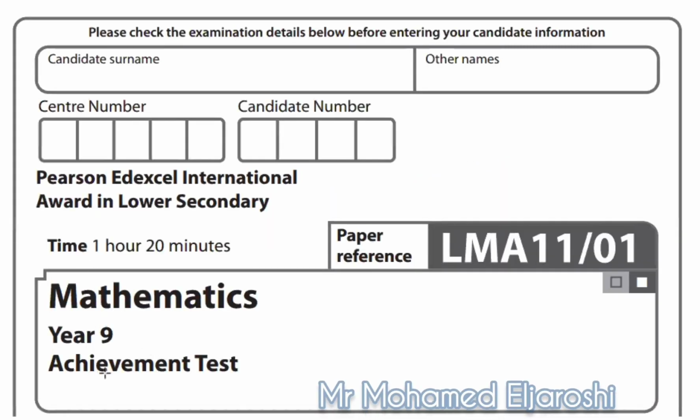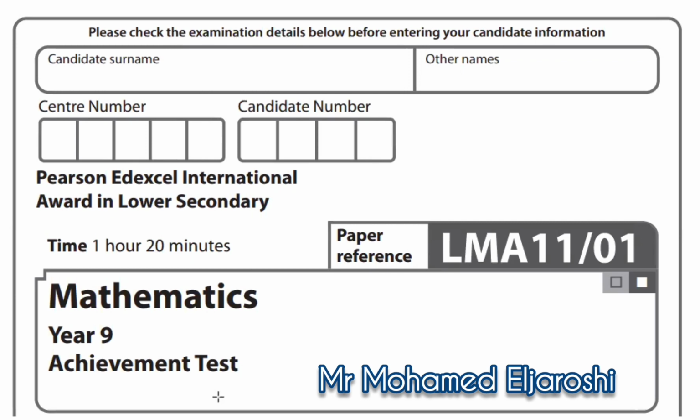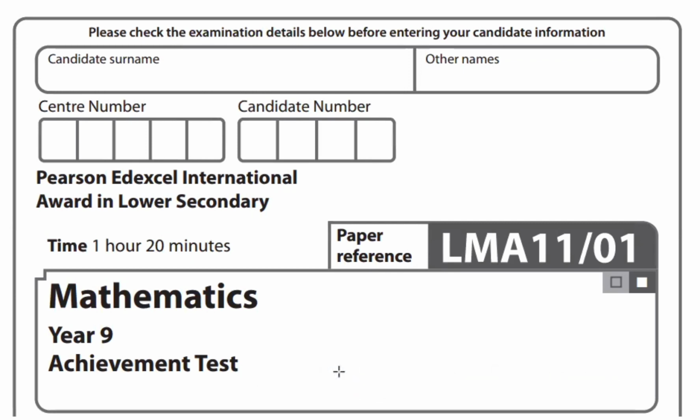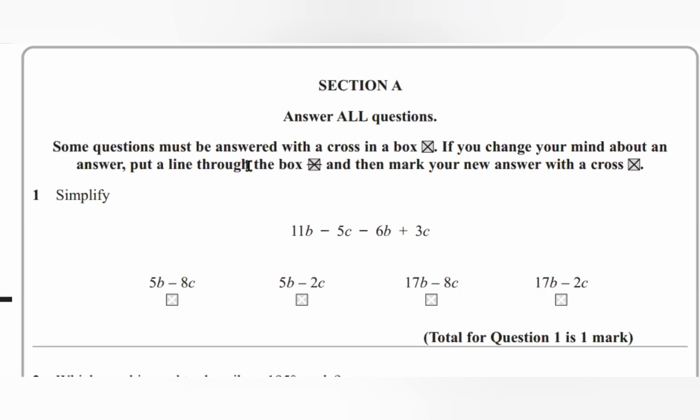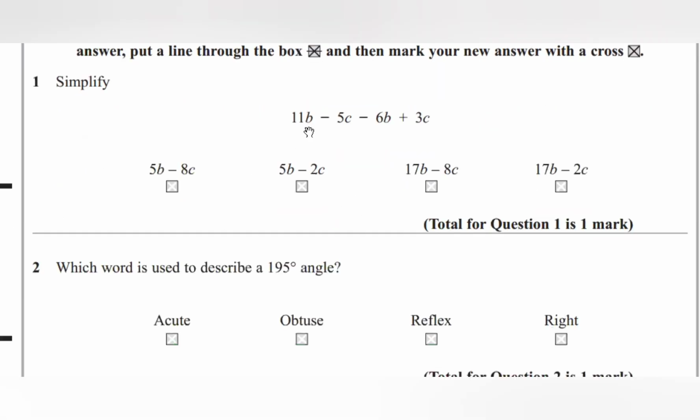In this video, we're going to talk about Mathematics Year 9 Achievement Test, October 2021. Section A, Question 1, Simplify. Question 1 here, we have 11b minus 5c minus 6b plus 3c. We're going to simplify this to its simplest form.